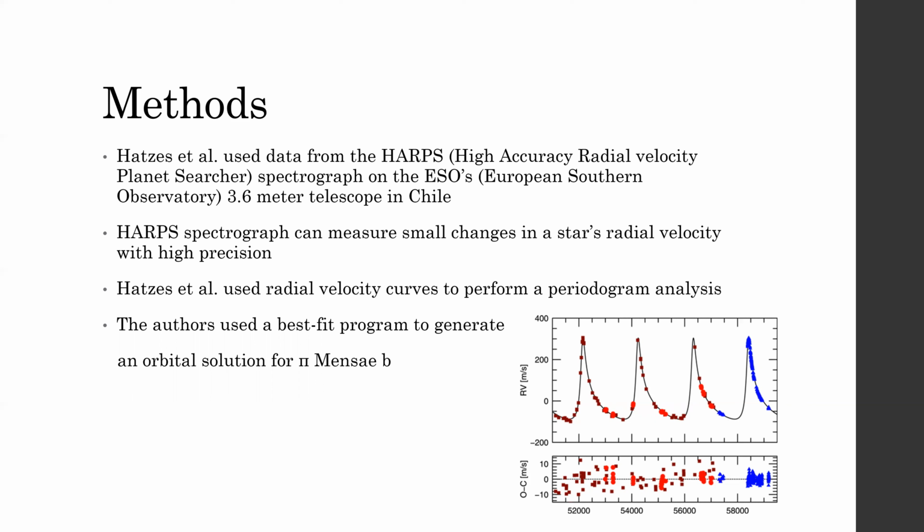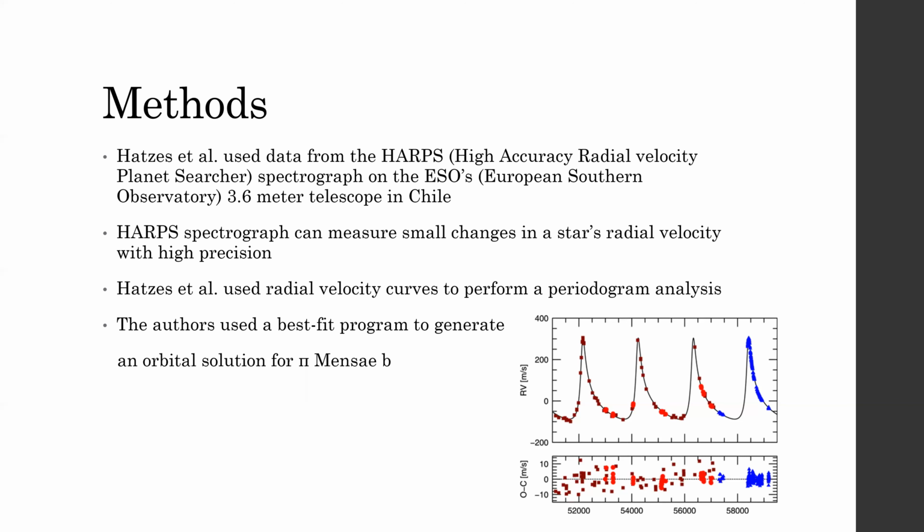So Hatzes et al. used archival data as well as some more recent data to find the radial velocity curves, and they wanted to conduct a periodogram analysis. The first thing they did was use a best fit program called GaussFit to generate an orbital solution for Pi Mensae b. You can see in the graphs on the bottom right, the top one is the orbital solution for Pi Mensae b, and it shows the radial velocity over a certain amount of time, and you can see the periodicity there. The bottom graph shows the residuals left over after the contribution from the planet Pi Mensae b was subtracted out.